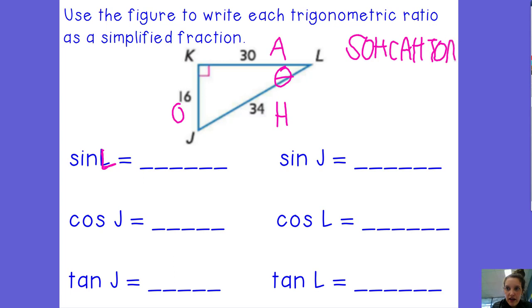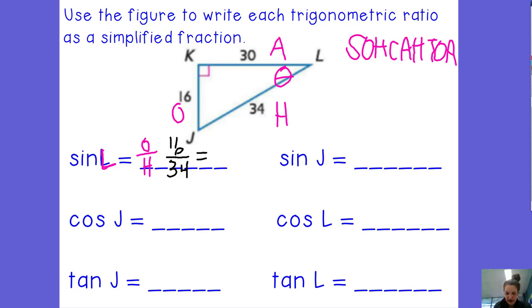SOHCAHTOA. So I want to find sine of an angle. So I'm going to go look at SOHCAHTOA. Sine starts with the letter S. Sine is O over H, opposite over hypotenuse. So my opposite side of angle L, the side that's opposite from angle L, is 16. And the side that's the hypotenuse is 34. So I have 16 over 34.